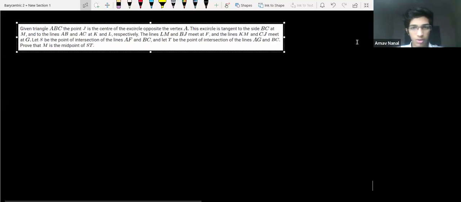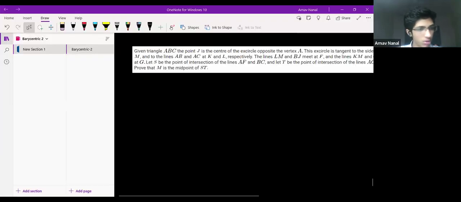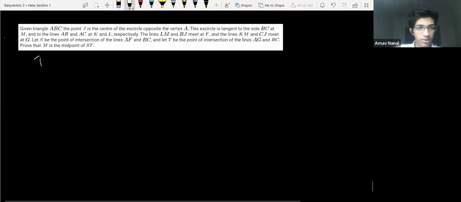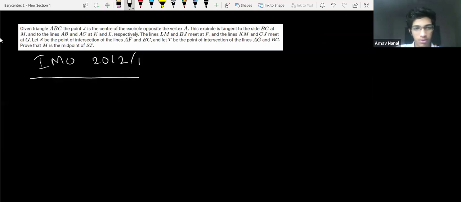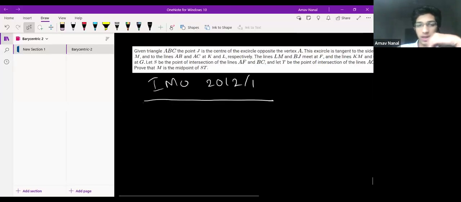This is the problem. I forgot the source. What is this one? Okay, it's IMO 2012 problem one. I will give you some time to try, or just sketch out the bash, basically, not the proof. Bash is not the proof.